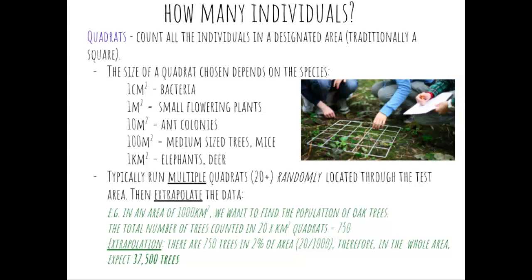You can also use satellite imagery to look at the number of individuals within a designated area. So if we're looking at oak trees, if you know roughly how big the canopy of an oak tree is, you can use satellite imagery to then confirm or back up your quadrat sample.